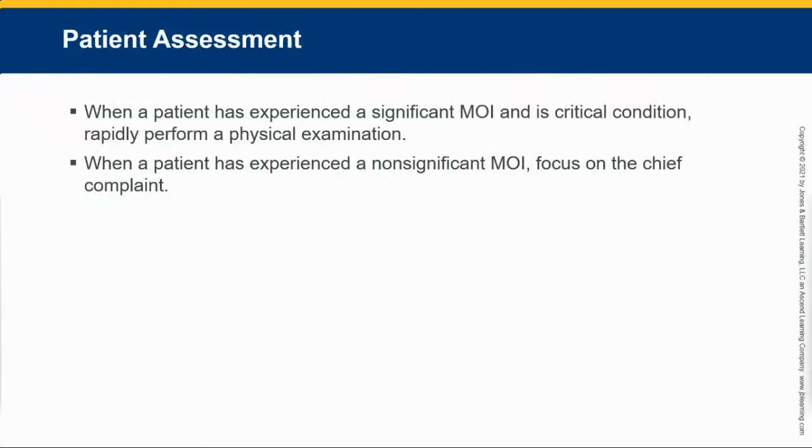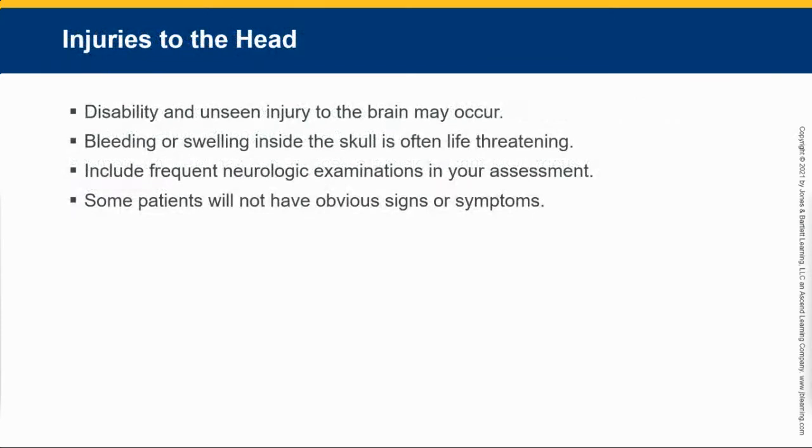So we know how to assess a patient. We've covered it numerous times, but remember that whenever we're doing a trauma assessment on someone who has experienced a significant mechanism of injury, performing that physical examination rapidly and getting them out, and then doing that head to toe en route to the hospital is how we're going to want to deal with that.